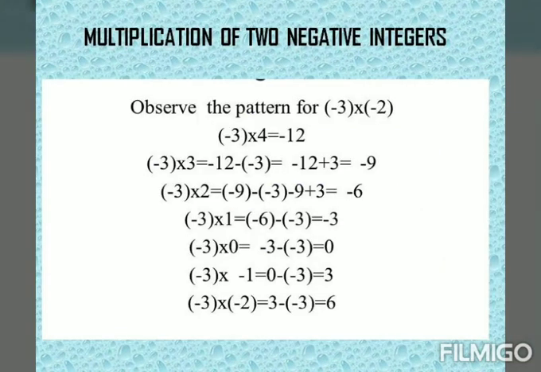Here we are multiplying two negative integers. To multiply two negative integers, we are deriving some pattern. Okay, let us start.